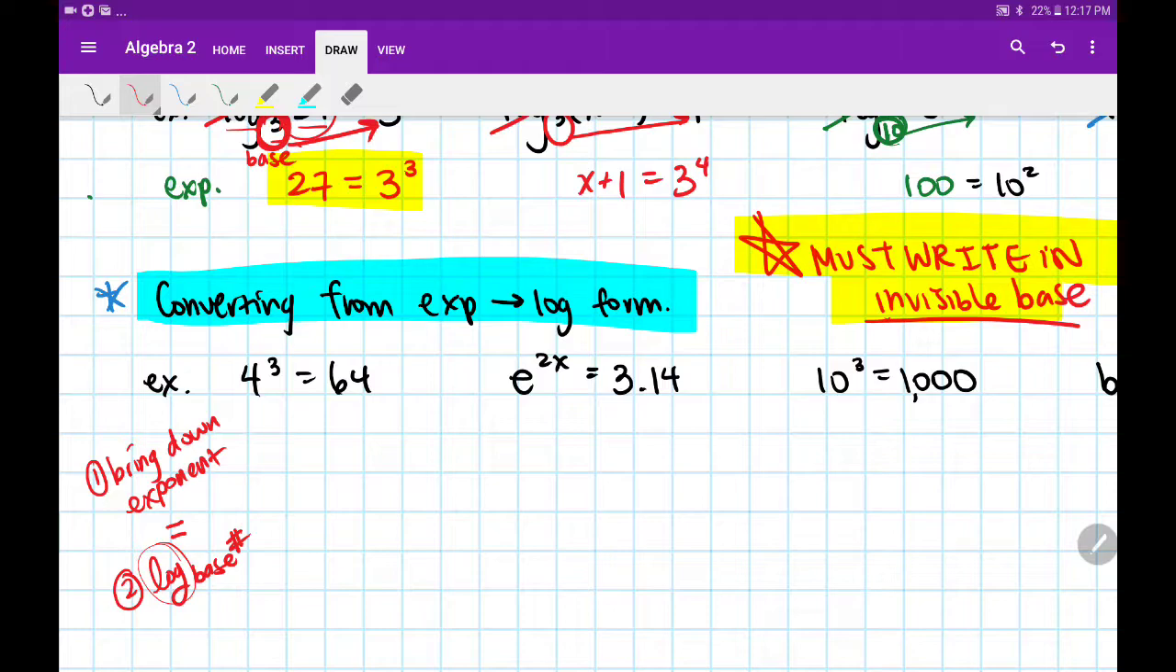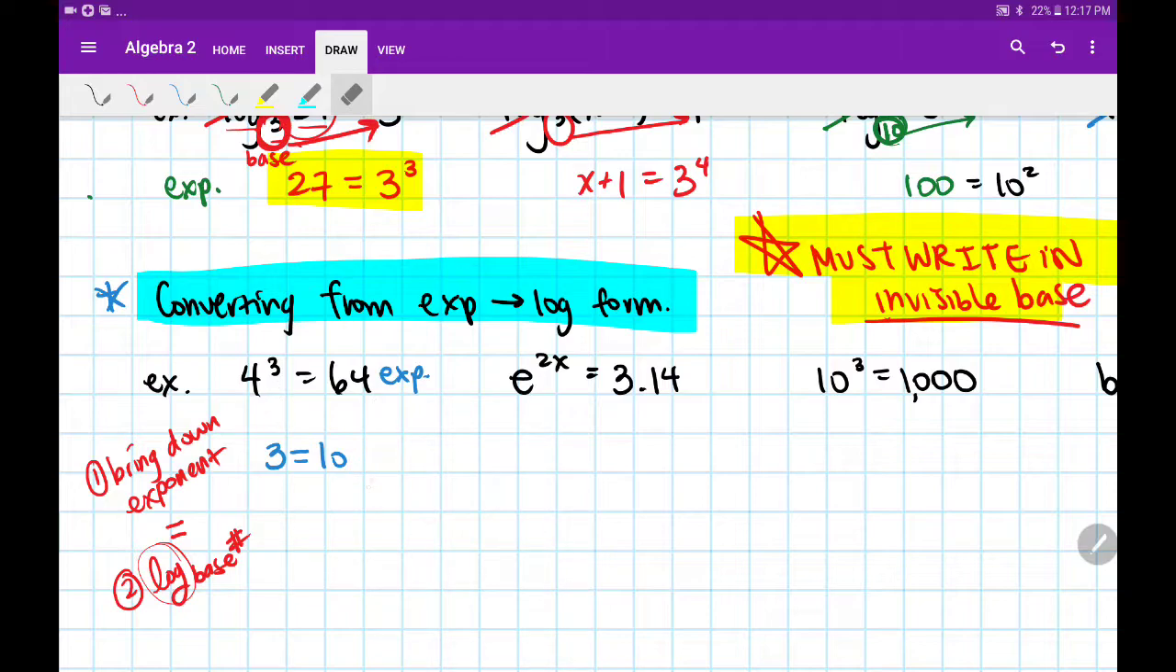Check it out. So first I'm going to bring down the exponent. My exponent is 3 here. So 3, set it equal to. If you get stuck, just ask yourself, what form am I in? Right now I'm in exponential. What form do I want to go to? Well, I want to go into log. So that means I need to write the word log. Lots of people get stuck on this, but you just got to write the word log because we're going into log form. And now look at the numbers that we have remaining.